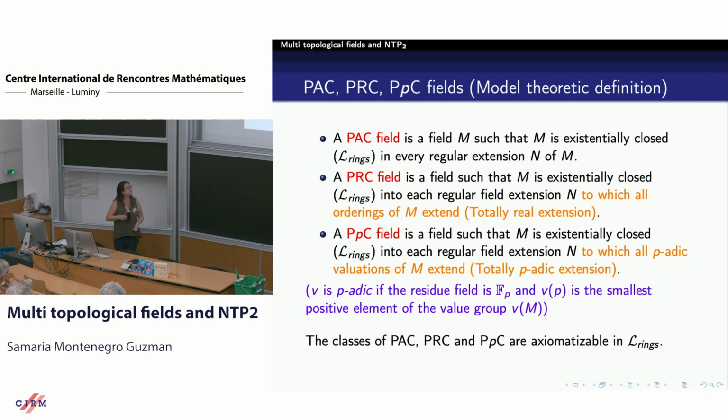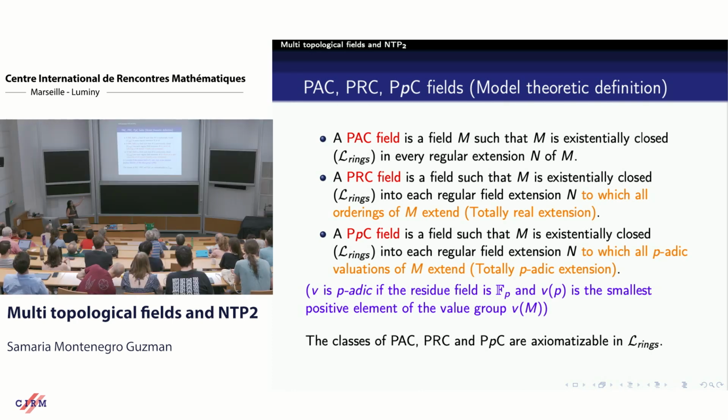So that means that you can extend all the periodic valuation as periodic valuation. Okay, so again, you have these three classes of fields that I like so much, that are existentially closed in the Lancaster rings if you preserve something, okay? So for example, if you preserve the orders, or if you preserve the periodic valuation, or in the case of pseudo-algebraic fields, you always have existentially closed, okay?